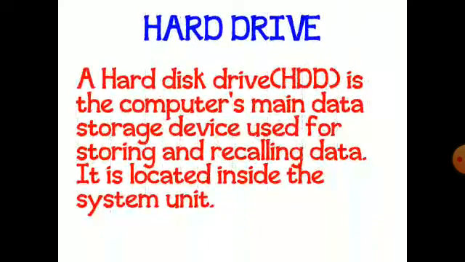A hard disk drive, HDD, is a computer's main data storage device used for storing and recalling data. Here, storing means what? Suppose you created a document in our computer, you have to store it in the hard disk. Recalling means what? Whenever you want, you can get it back from the hard disk. It is located inside the system unit.